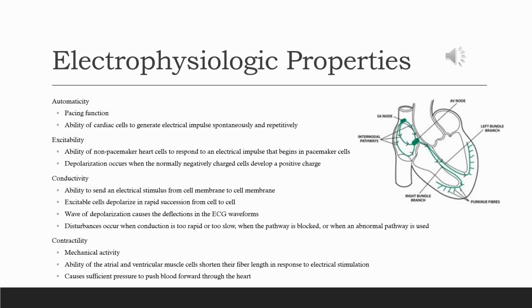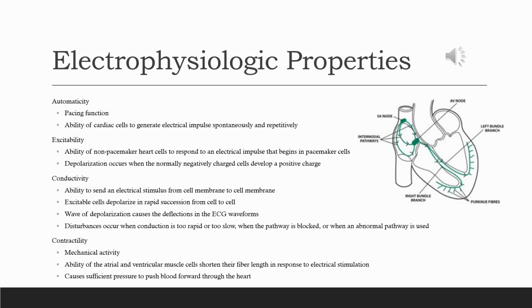First, we have automaticity. This is the pacing function of the heart. It refers to the ability of the cardiac cells to generate electrical impulses spontaneously and repetitively. Normally the SA node is responsible for this, but in cases of things like ischemia, electrolyte imbalances, hypoxia, or drug toxicity, other cardiac cells can take over, which can cause a dysrhythmia.